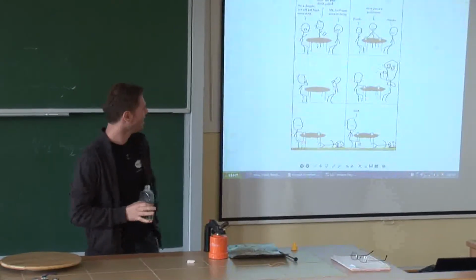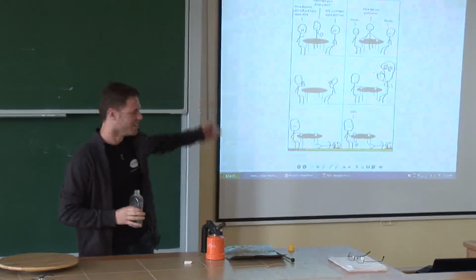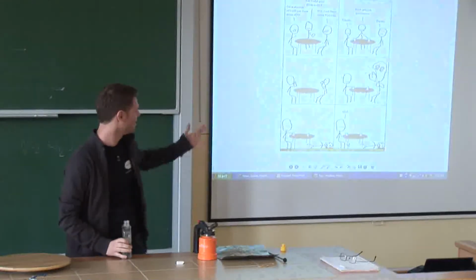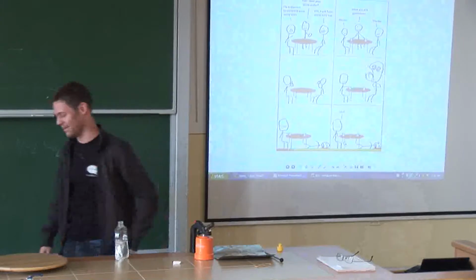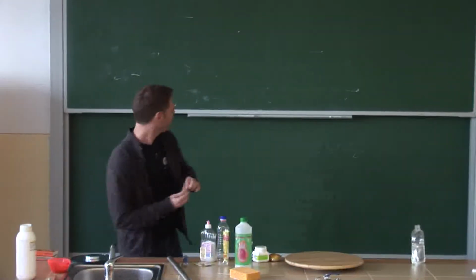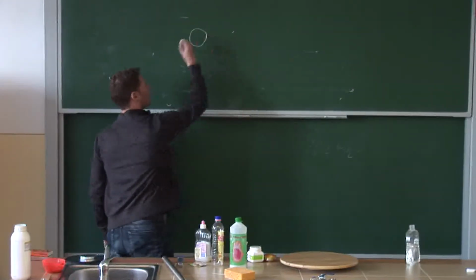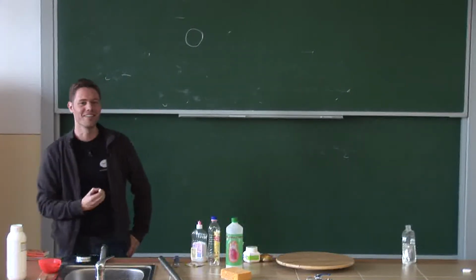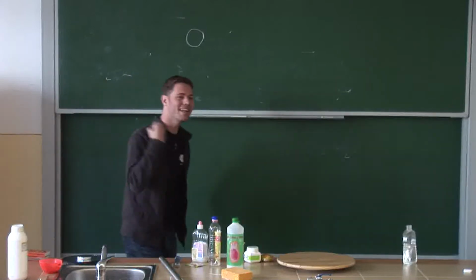Then they get whatever they ordered. One drinks it, satisfies his thirst. The other one dies. Okay, what happens here? What is this here? It's a circle. Very good. What else can it be? What can it be to a chemist?